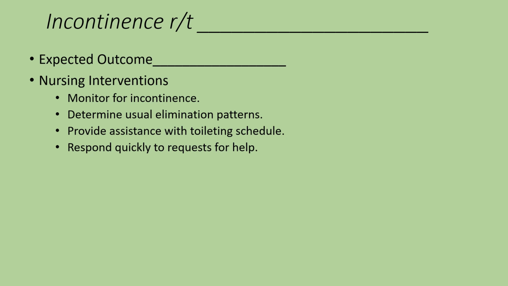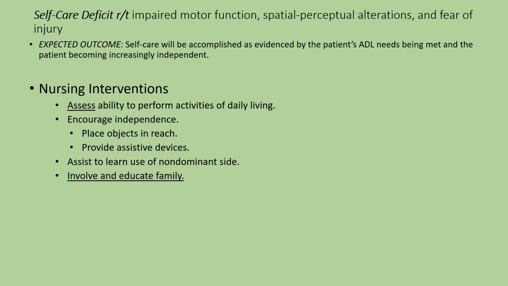Provide assistance with toileting according to the patient's usual schedule. The patient who is unable to get up unaided may wait too long for help and try to get up alone and be injured, so they may end up falling. So respond quickly to the request for assistance with toileting and avoid accidental incontinence. Self-care deficits, which include bathing, dressing, feeding, or toileting, are related to impaired motor function, spatial perceptual alterations, and fear of injury. Expected outcome: self-care will be accomplished as evidenced by the patient's ADL needs being met and the patient becoming increasingly independent.